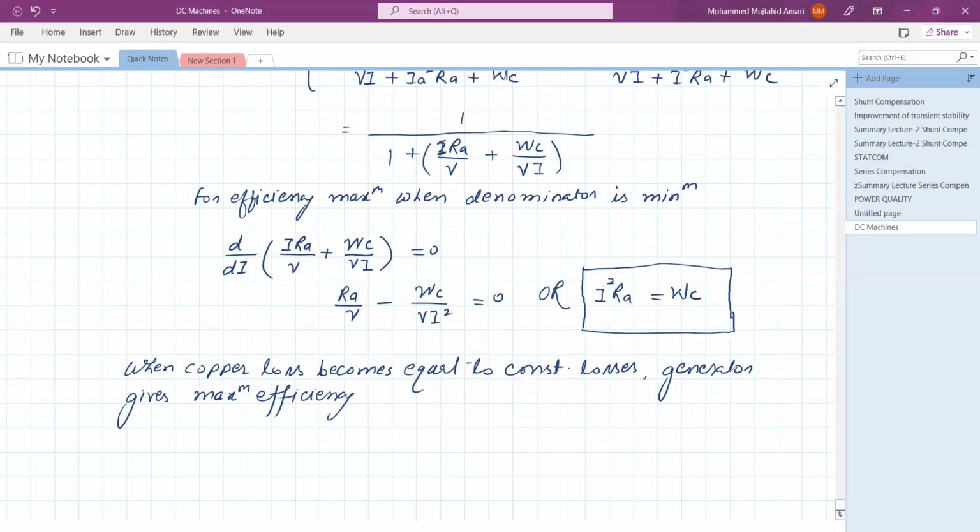So to obtain the maximum efficiency at a higher load condition, we must keep the constant losses minimum. Means we have to design the generator in such a way that the magnetic losses will be small, and windage and frictional losses will be small, then it will give a better maximum efficiency value. So when the variable loss becomes equal to the constant loss, the generator gives maximum efficiency.